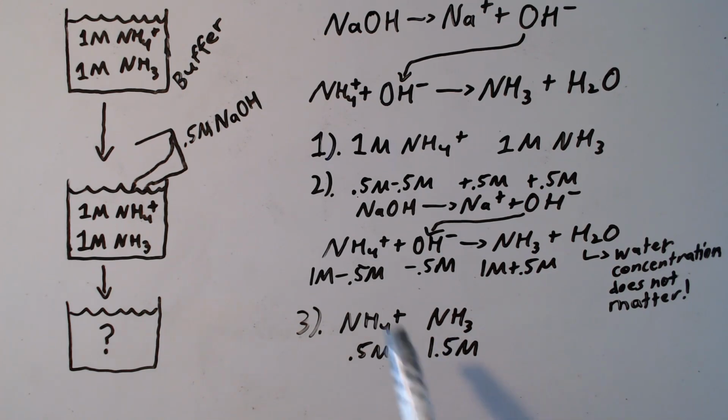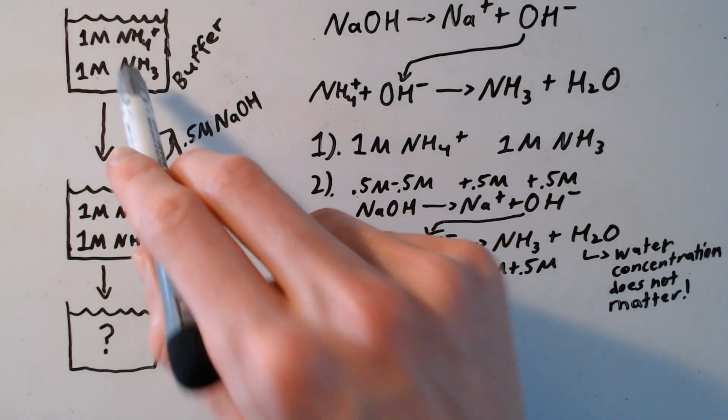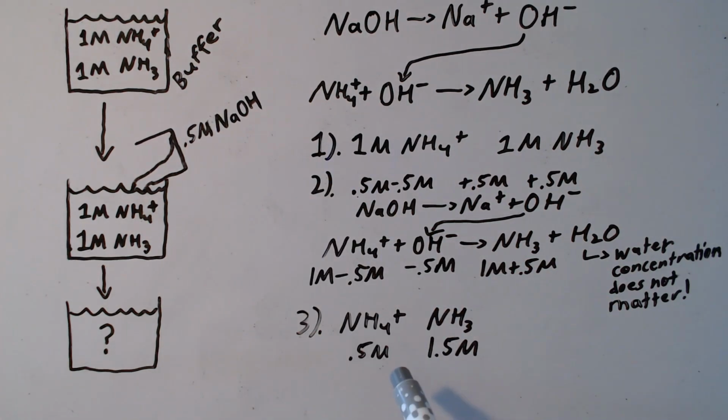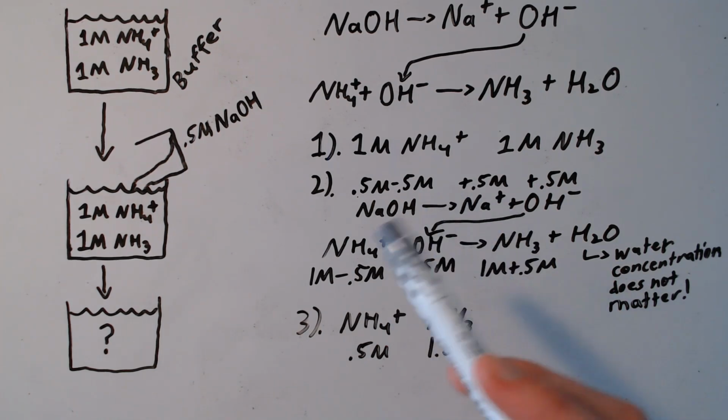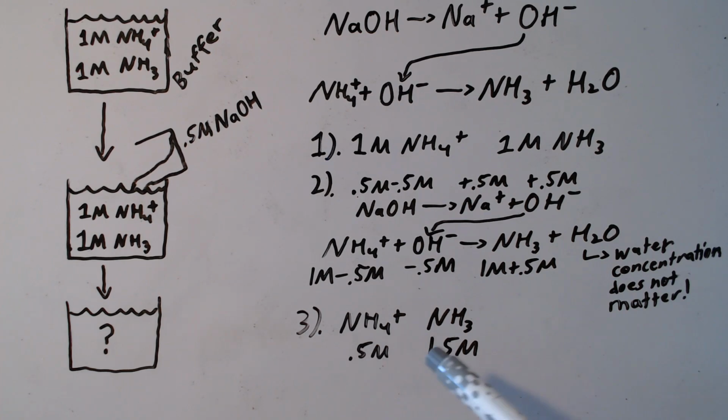So previously we had 1 molar of NH4 plus to 1 molar of NH3. Now we have 0.5 molar of NH4 plus to 1.5 molar of NH3. And again, this does not change the pH of the solution by much, because remember, both are so weak that even though their concentrations changed by a lot, the pH did become slightly higher because there's more of this basic NH3, but it didn't become higher by much, because again, these are very weak substances and don't contribute to much pH change, even though their concentration changes by a lot.